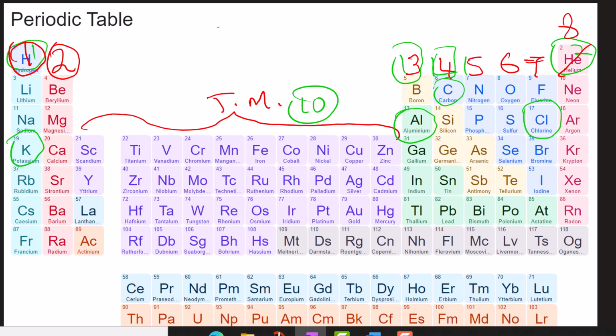Let's go to chlorine. So chlorine is in the 7th column. So this should have 7 valence electrons.